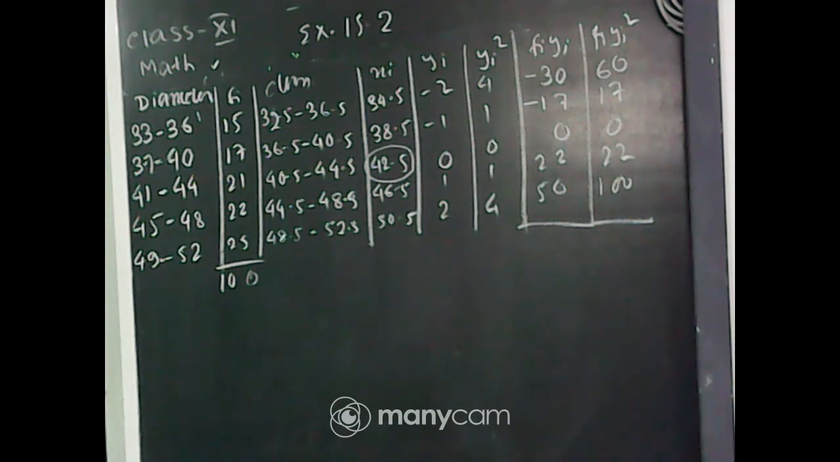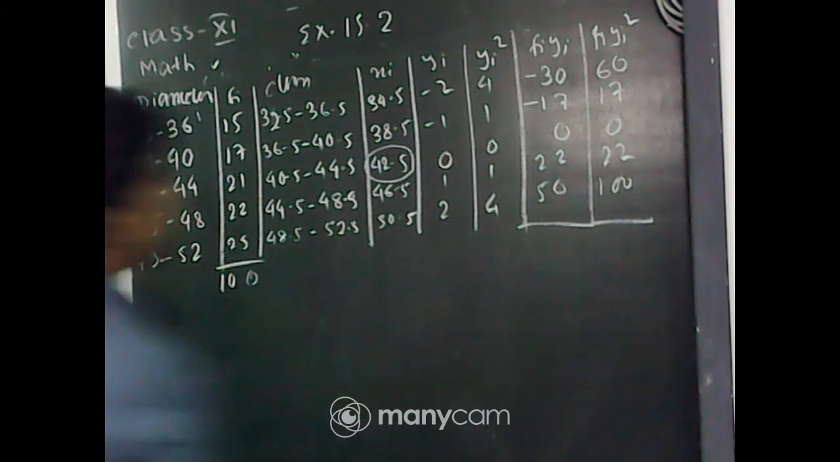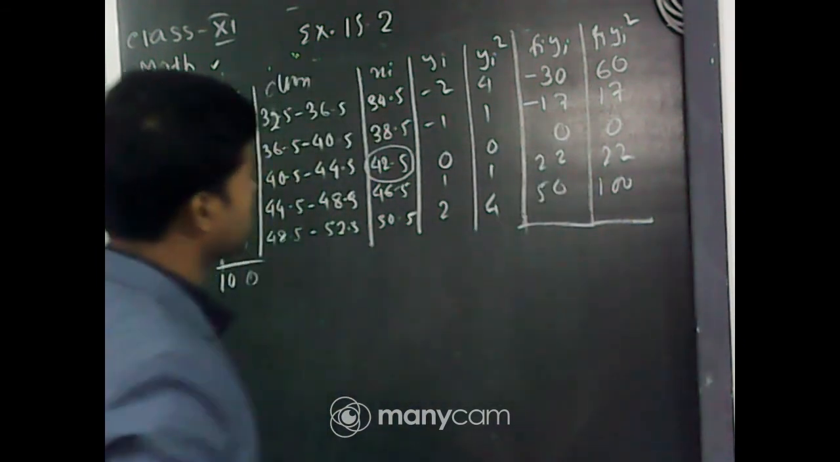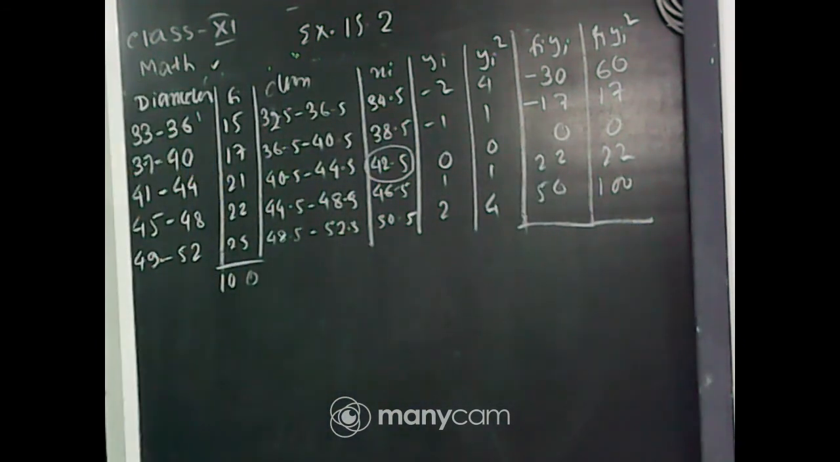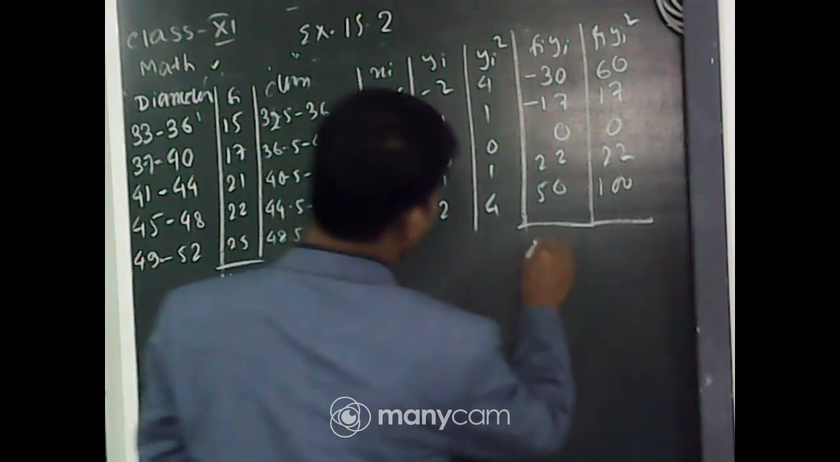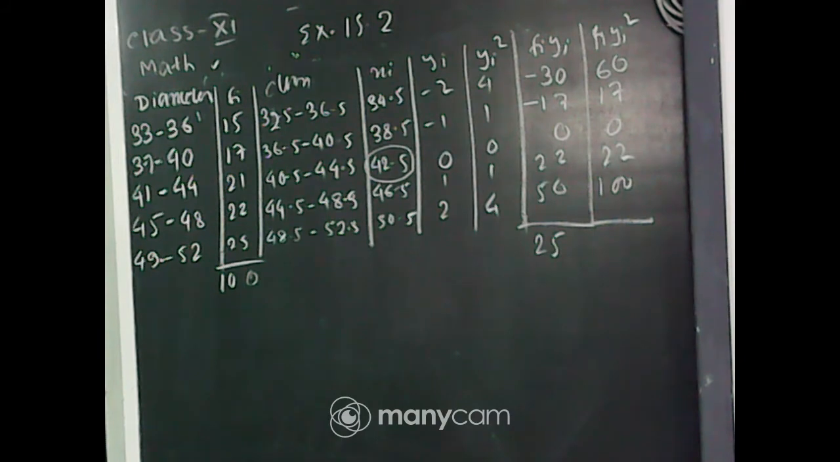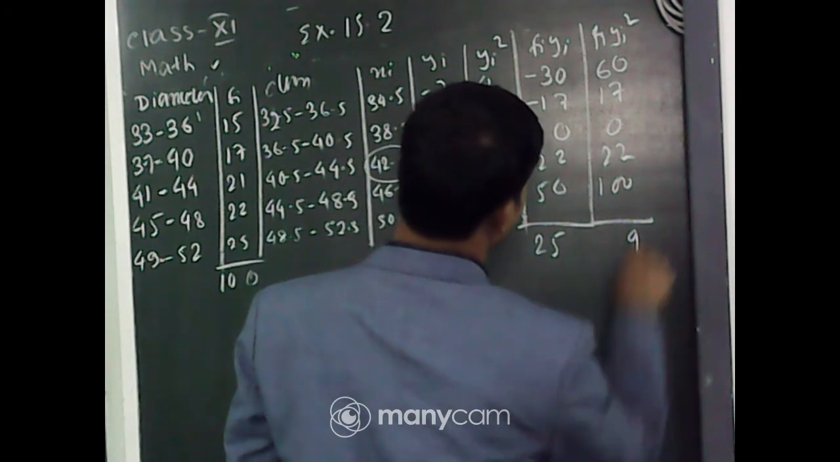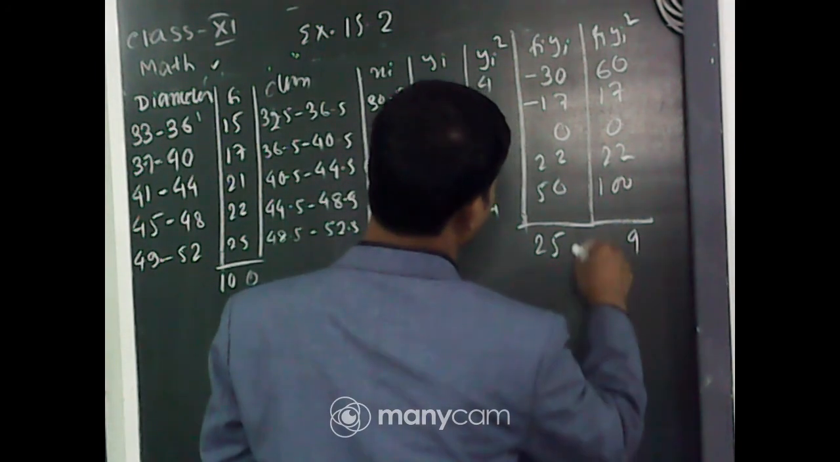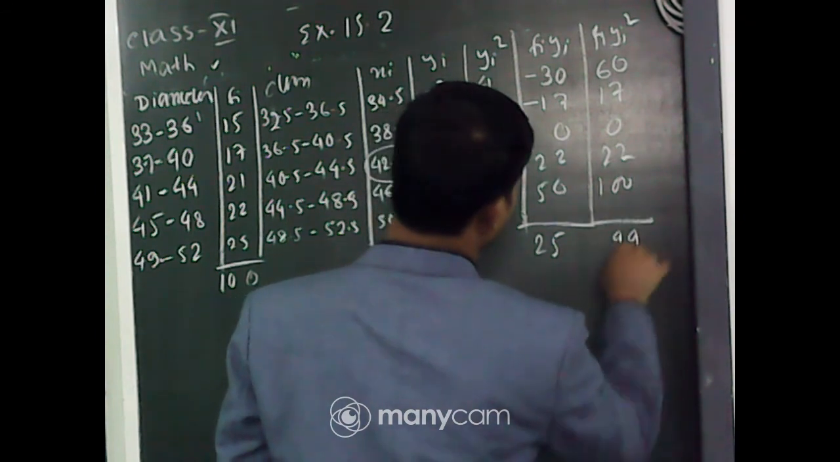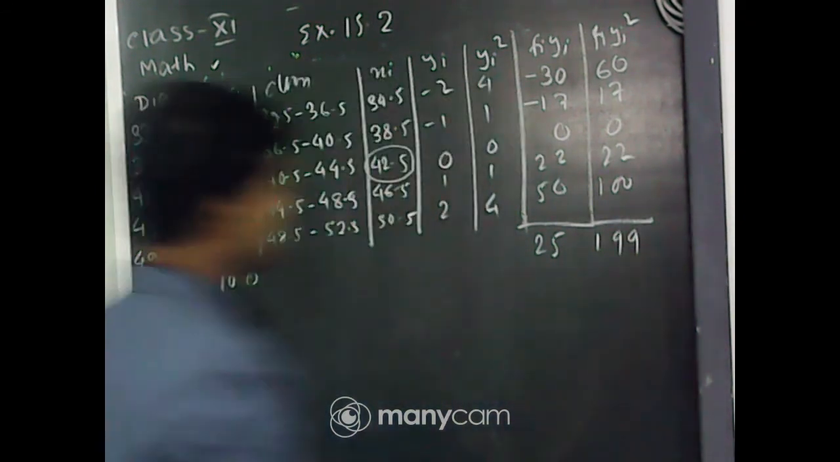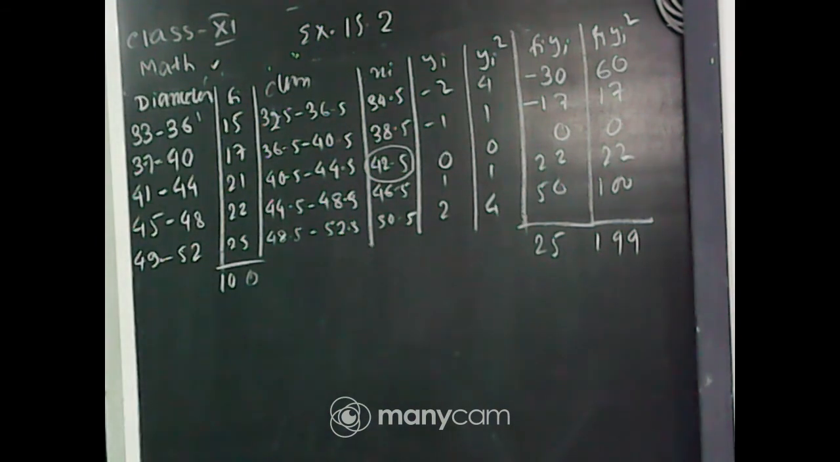Now find the value of summation of fi yi. So this is -47, and this is 72, so -47 and 72. The answer will be 25. So this is equal to 25. And summation of fi yi square. So add them. This is equal to 199. Okay. So all the data are now ready to find the mean of the data.